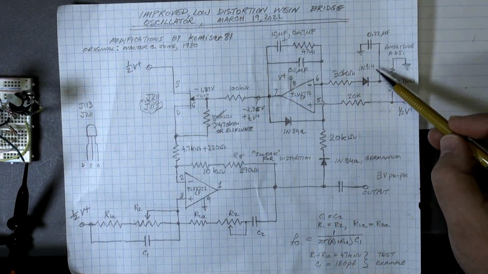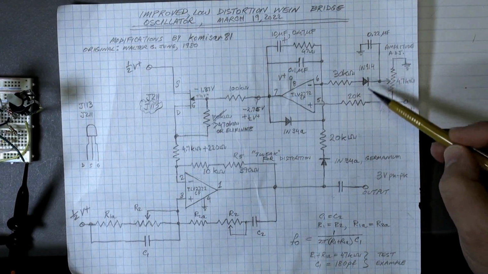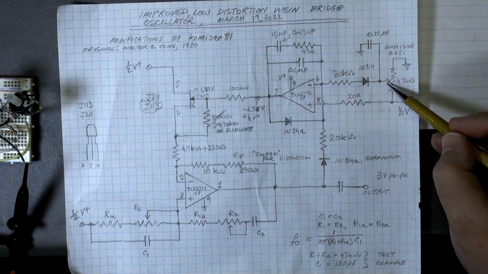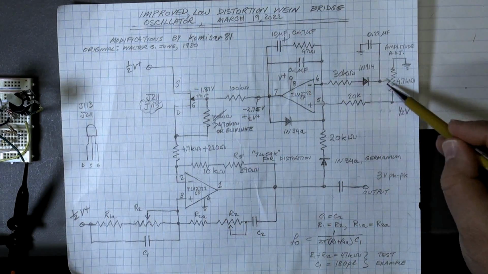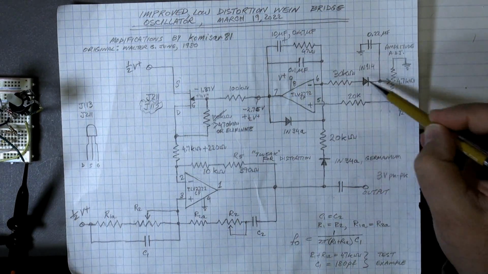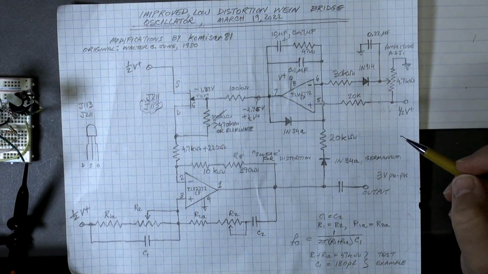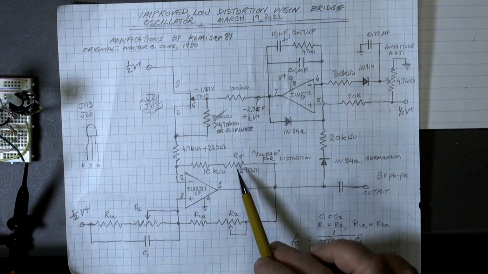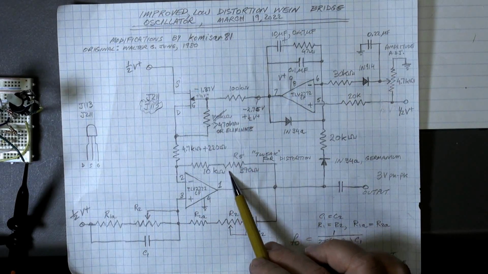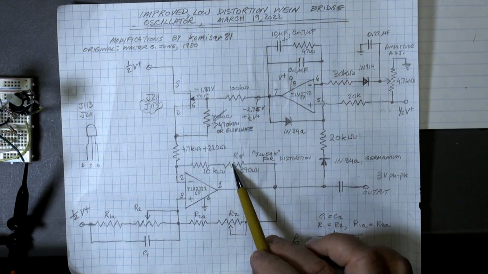And this is the amplitude adjustment that I was playing with before, just changing the reference voltage that you feed into this voltage divider. And the distortion adjustment is right here. This is actually a potentiometer I have.